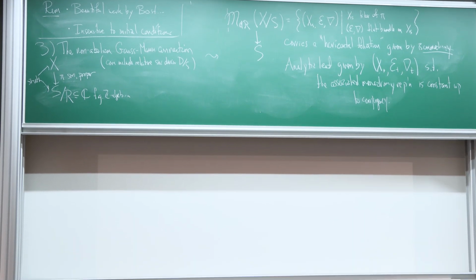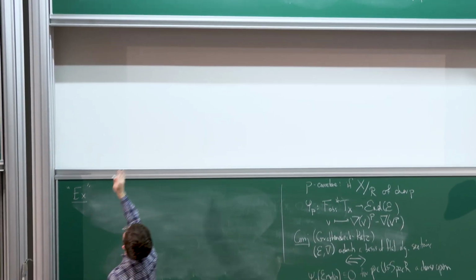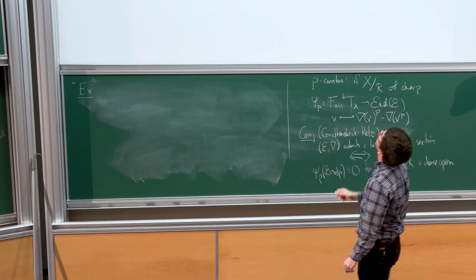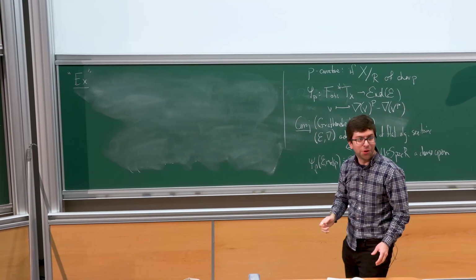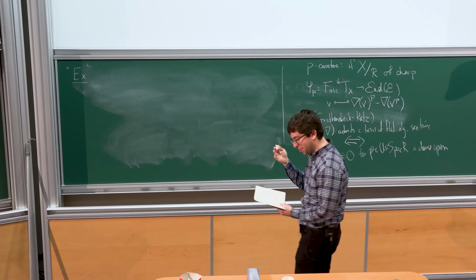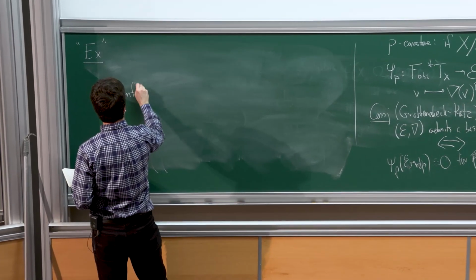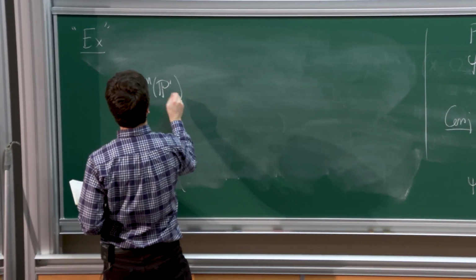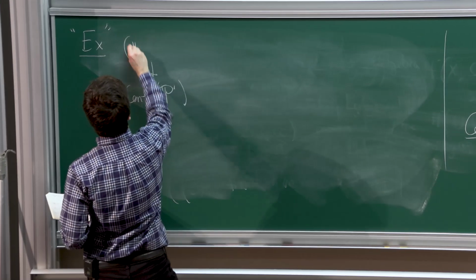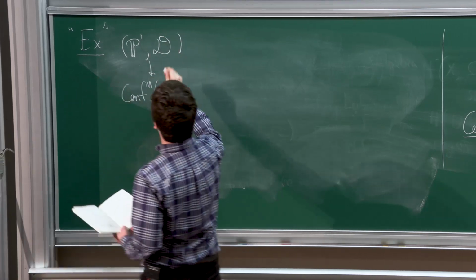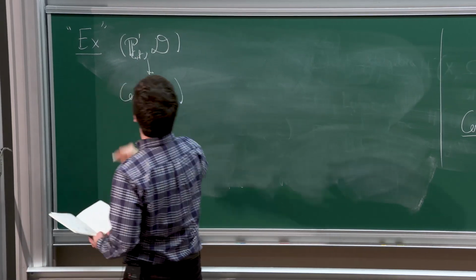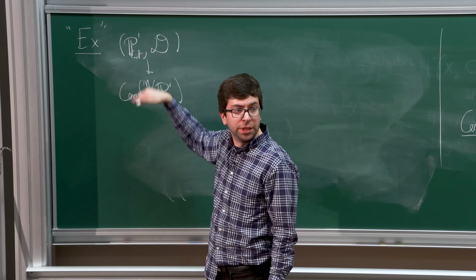Here's an example. Unfortunately, because of my decision not to include simple normal crossings divisor, it will only be a pseudo example, but the results I'm going to talk about do apply. So I want to take my base to be the configuration space of endpoints in P1. And over this, there's a pair P1, D over the configuration space. Well, this is just the universal family of endpoints.